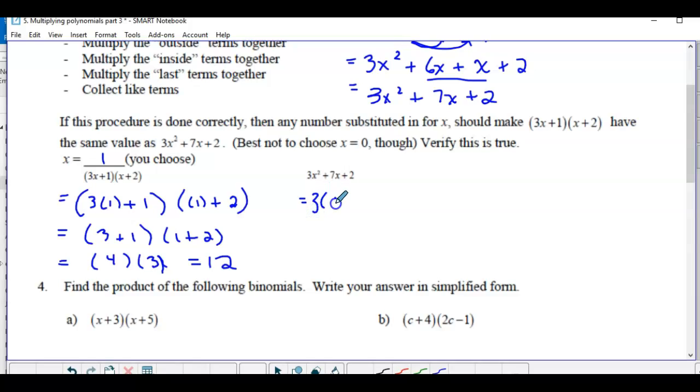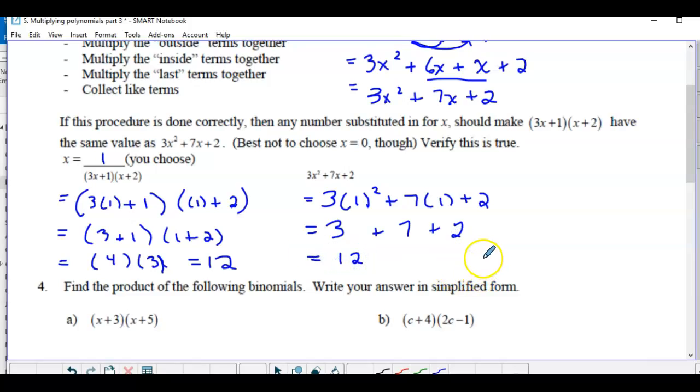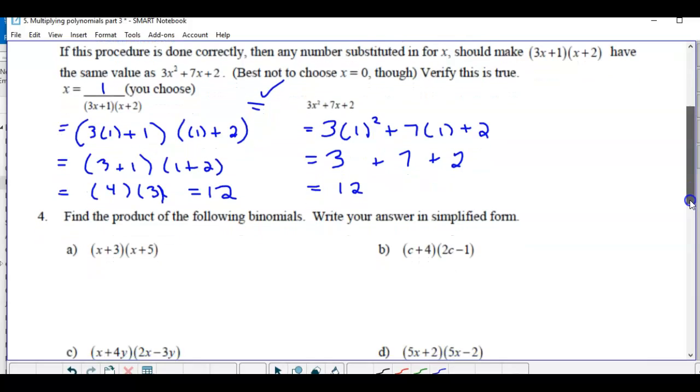And then here, substitute that value right away. So 3 times 1 squared plus 7 times 1 plus 2. So 1 squared is 1 times 3 is 3. 7 times 1 is 7. So that's going to be 12. So they are equal to each other. All right, so that's a way of checking if you want.